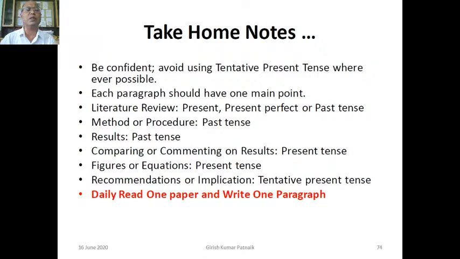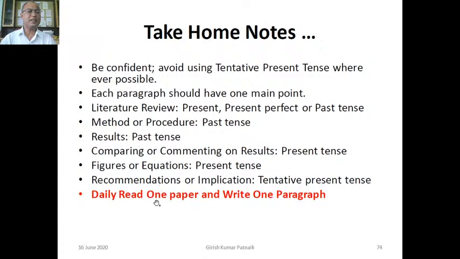Then for the literature review, as I already said, you need to use the present perfect or past tense. For method or procedure, you should use past tense. For results, we should use the past tense. Whenever you are comparing the results, you can use the present tense. For figures, equations and tables, you can use the present tense. And for any recommendation or implications, you can very well use the tentative present tense.